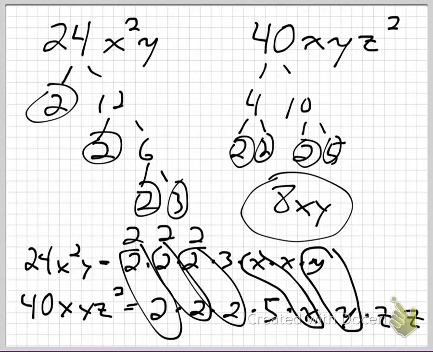I'm going to give you one of these to do. Just one. Here we go. 15m squared n and 45m. I want the greatest common factor of 15m squared n and 45m. Okay, here we go. You're watching.